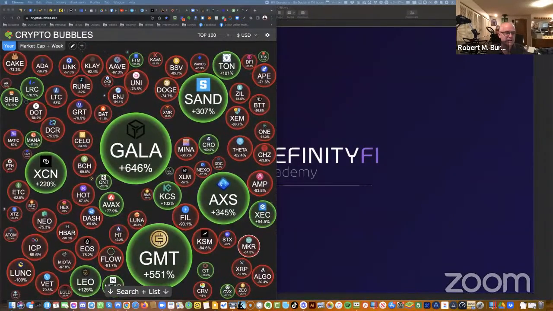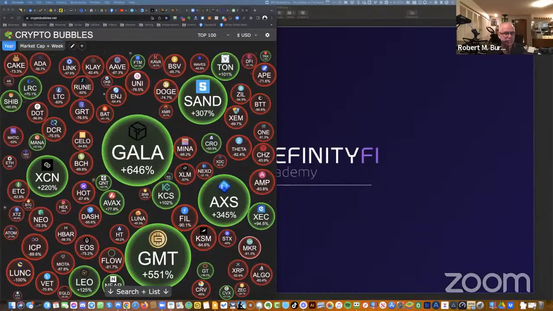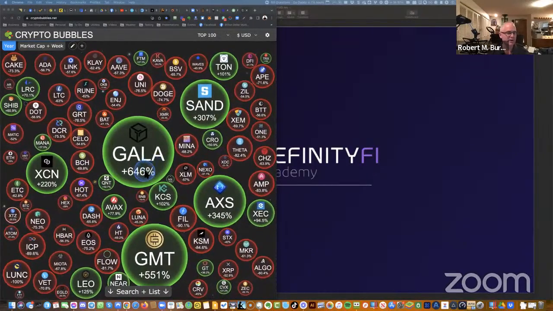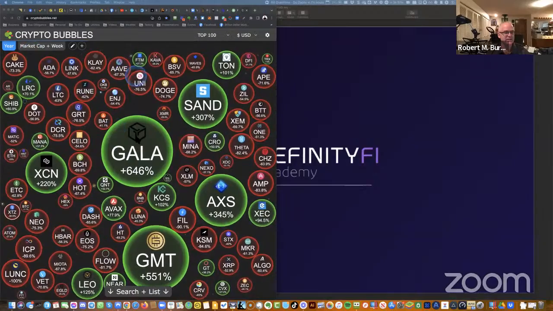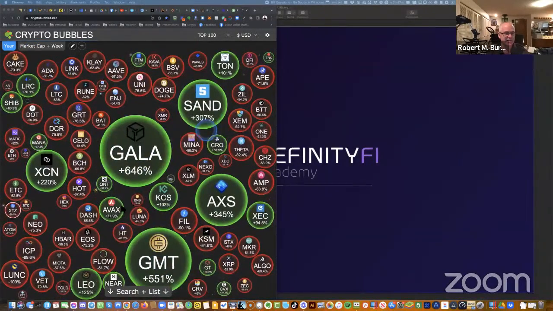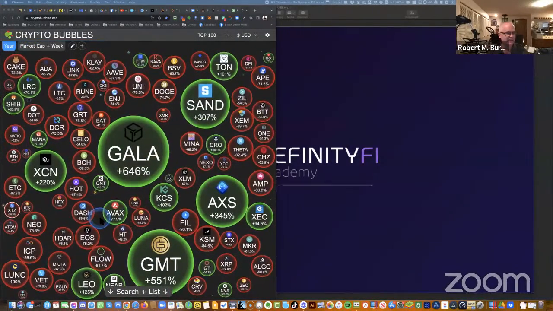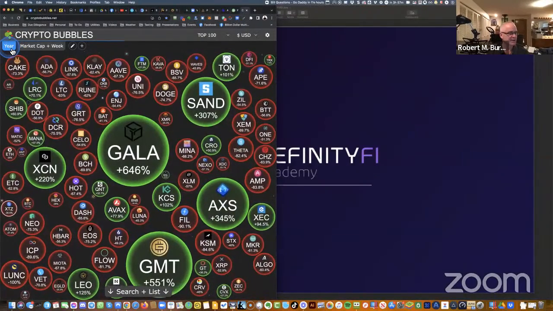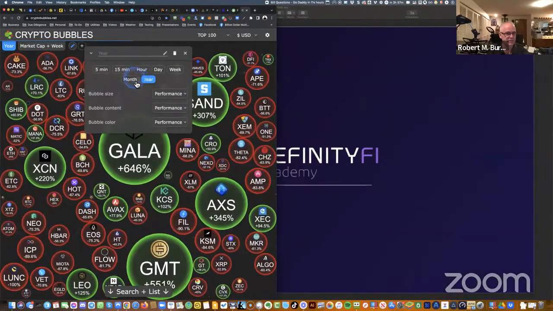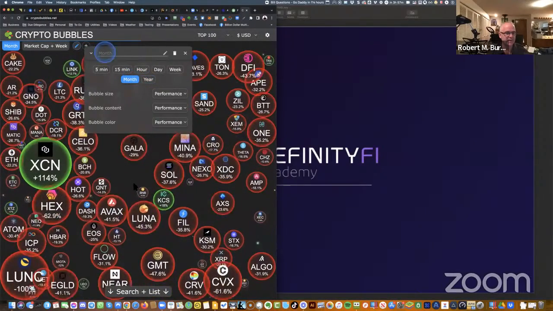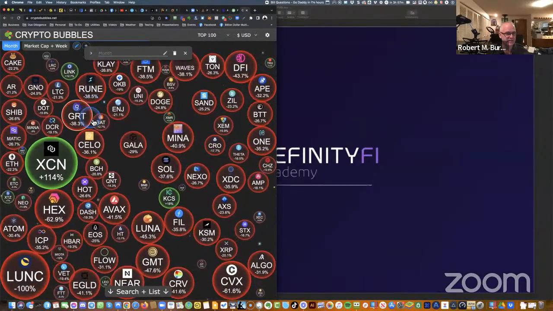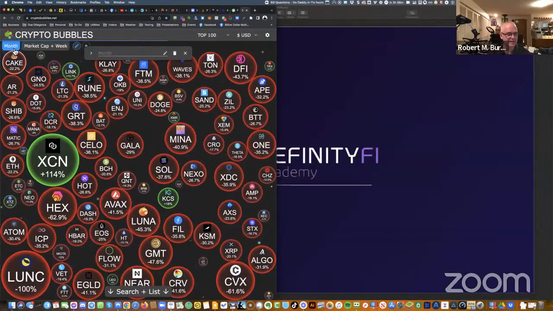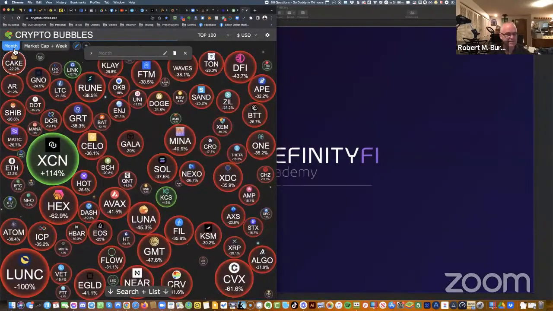This is a tool called Crypto Bubbles. What is Crypto Bubbles? This is a heat map, and what we're looking at is the crypto market over the last year. You can see there are some big winners, and there's lots of red in the market over the last year. Now what I want to show you is the last month. The last month, of course, is even more red, more dominant, as most of the coins have taken a pretty significant haircut.